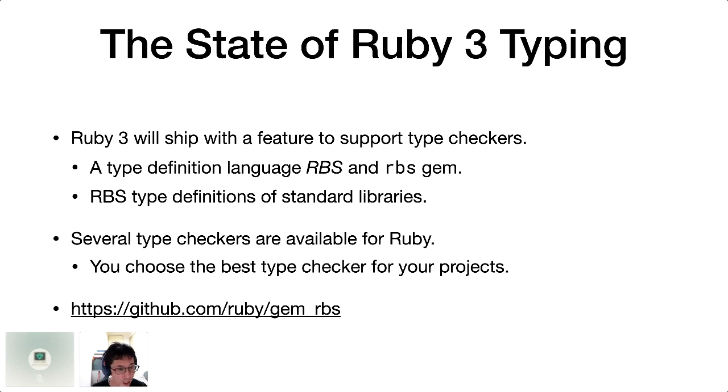Okay, so this is a summary of my talk. Ruby 3 will ship with a feature to support type checkers. Several type checkers are available for Ruby, and you can choose the best type checker for your projects. And we made a GitHub repository, ruby/gem_rbs, which will be a collection of third-party RBS files of Ruby gems.